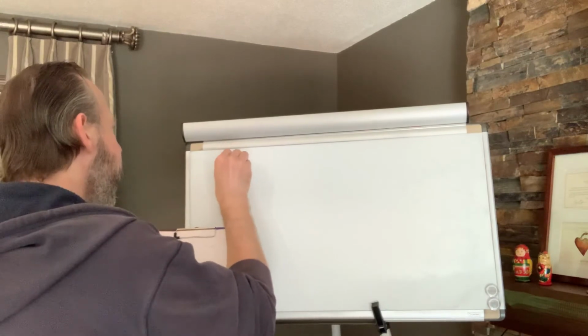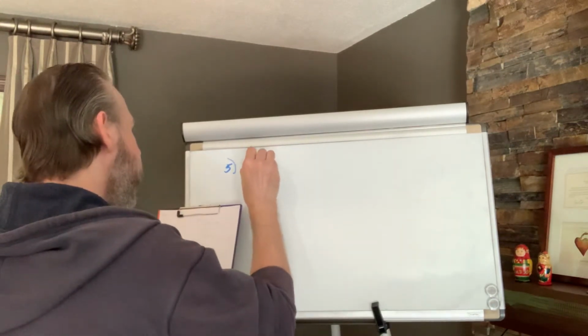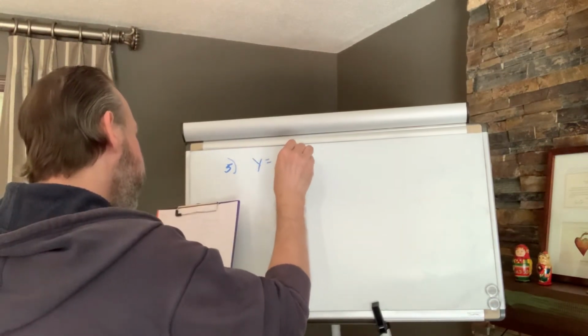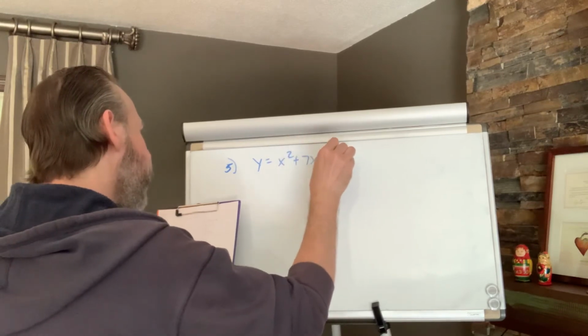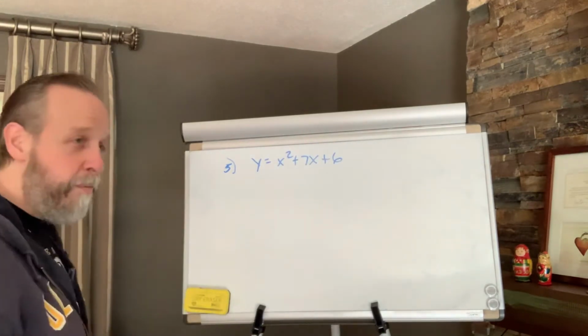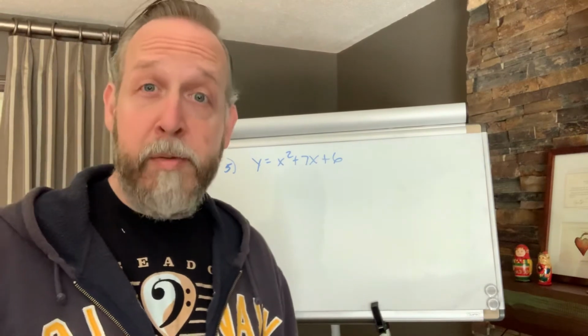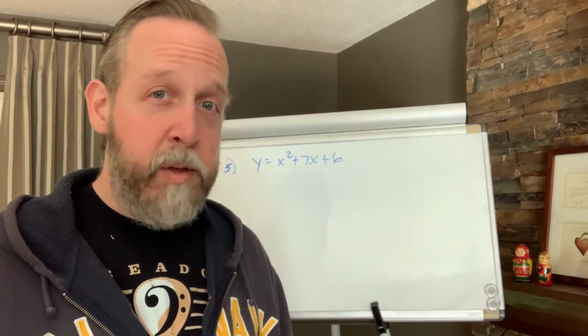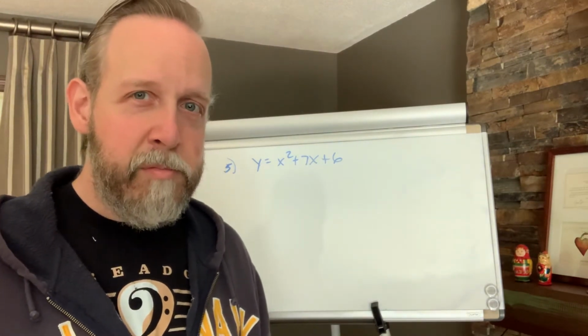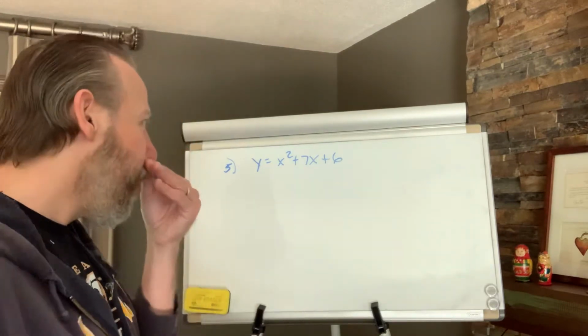Moving on to number 5. Y equals x squared plus 7x plus 6. Again, pause the video, solve the problem, and play when you're done. Ready? Pause. And welcome back.